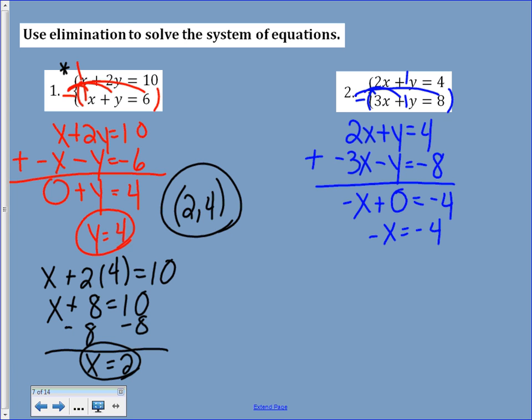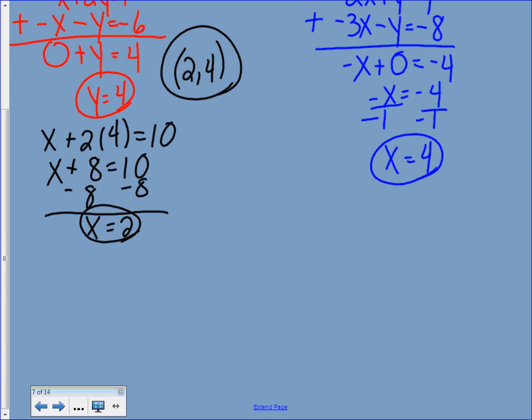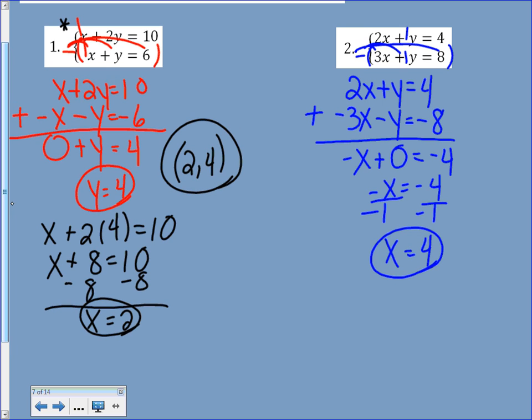Well, I don't want to know what negative x is. I want to know what x is. So I'm going to divide both sides by a negative 1, and then I get x is equal to a positive 4. Once I know that, I can go ahead and plug that back into one of the original problems to get my y. So I'm just going to pick one. It doesn't matter which one I pick. So I'm going to pick the first one. So instead of writing x, I'm writing 4.